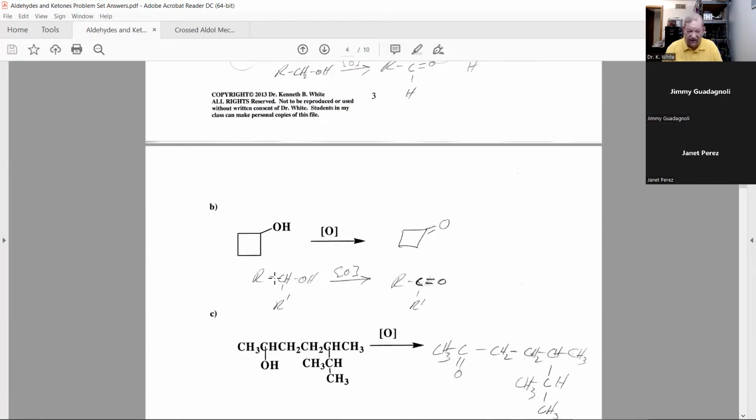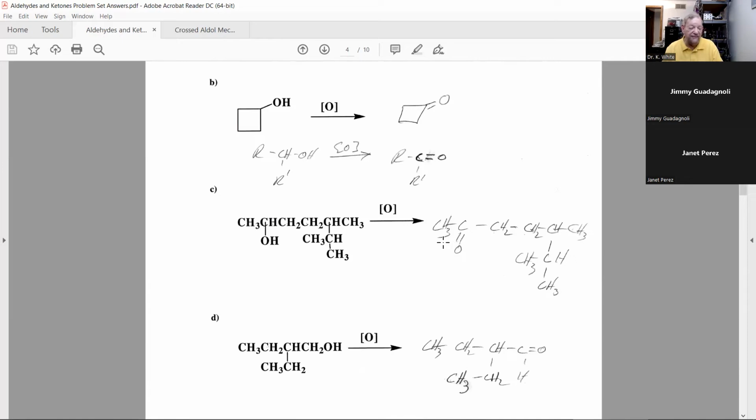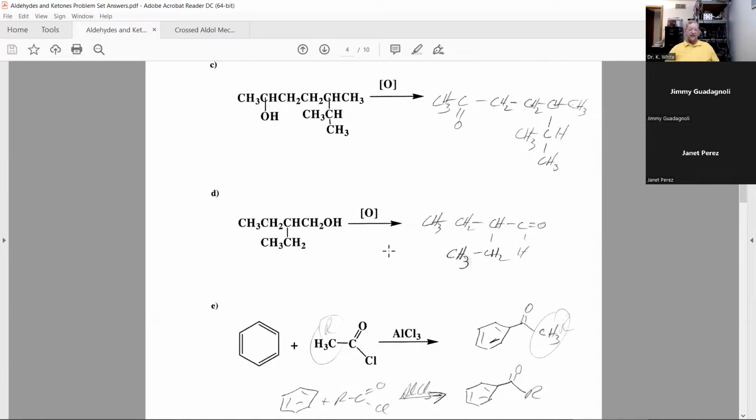Now, if you take a secondary alcohol like in B, you lose the hydrogen from the hydroxyl group, OH, alcohol, and from the carbon, and form a carbon-oxygen double bond, and that's a ketone. And if I have a more complex one, do you break carbon-carbon single bonds? No. So I start out with this chain with the isopropyl. The only place you change is the carbon with the hydroxyl group, which is now carbon double bonded to oxygen. Same thing in D.